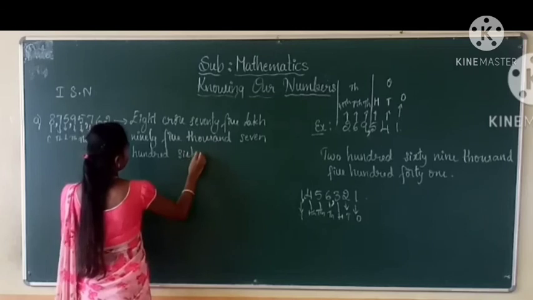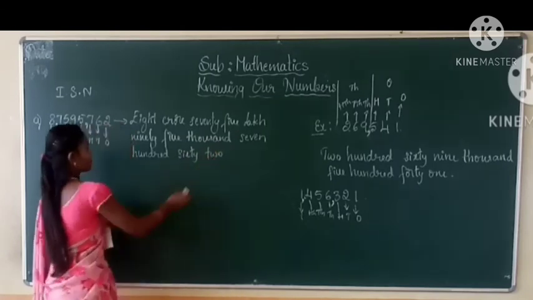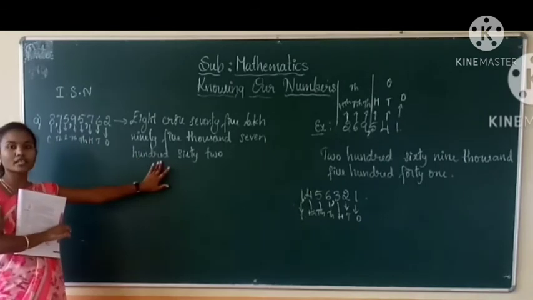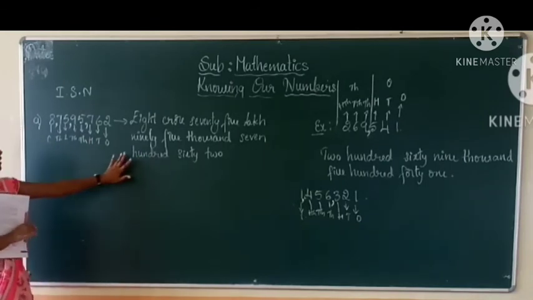95,762. So we can write this number in number names. Understood? Okay.